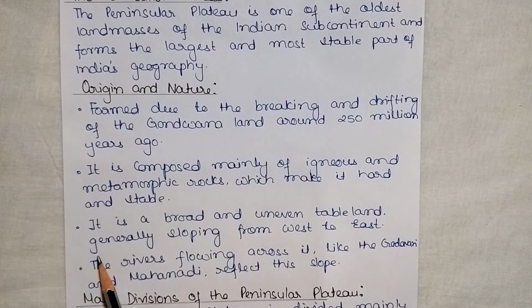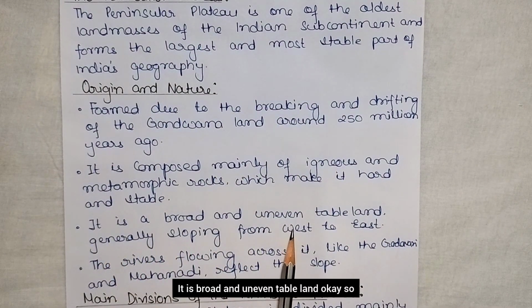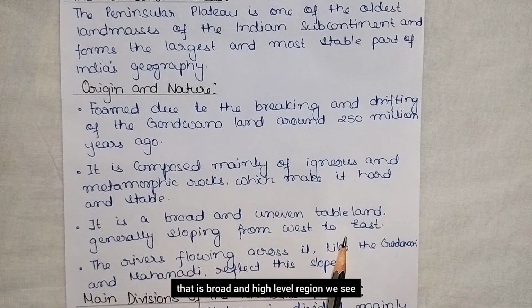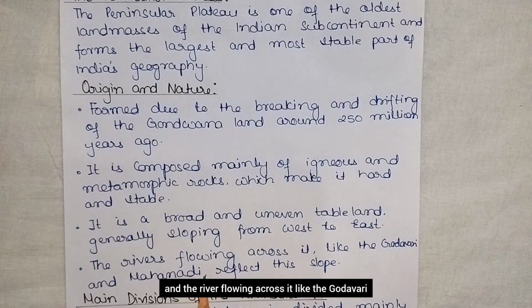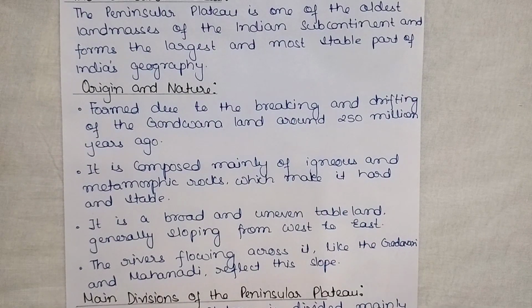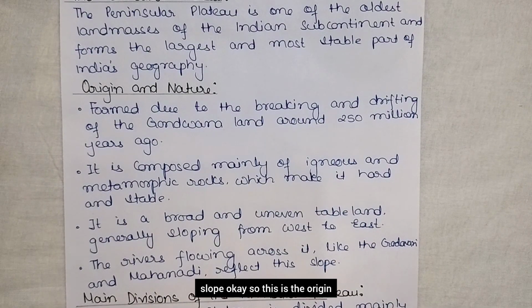Then it is a broad and uneven tableland, that is a broad and high-level region, generally sloping from west to east. The rivers flowing across it, like the Godavari and Mahanadi, reflect this slope. So here the rivers flow from west to east. Okay, so this is the origin and nature of the Peninsular Plateau.